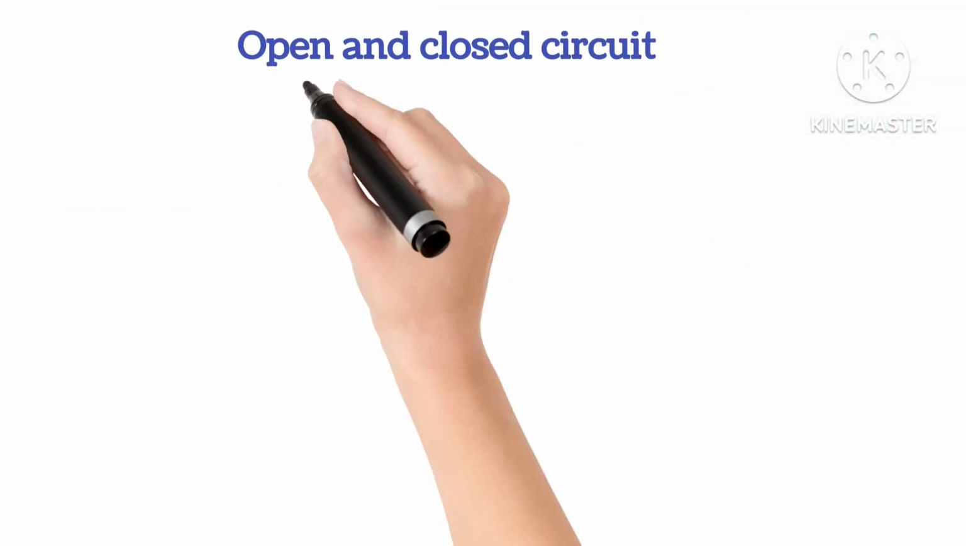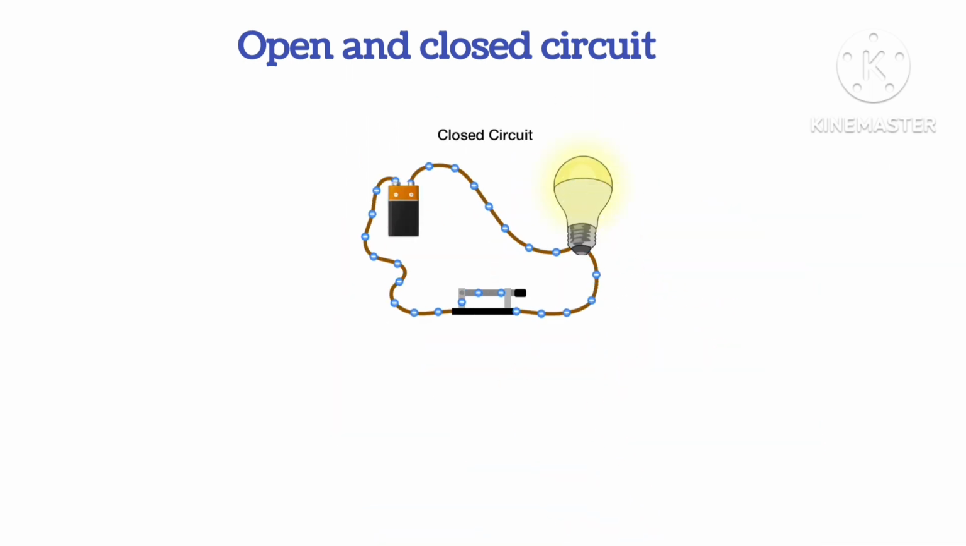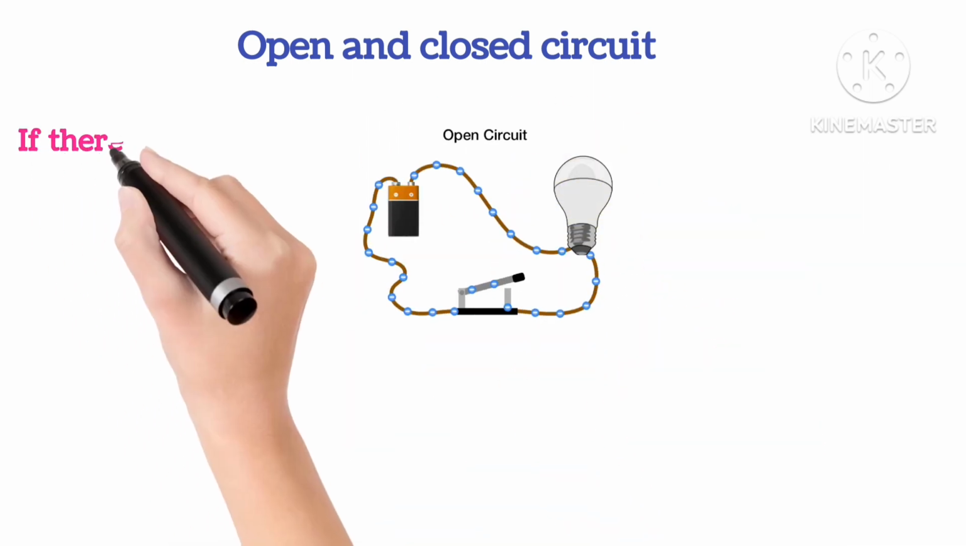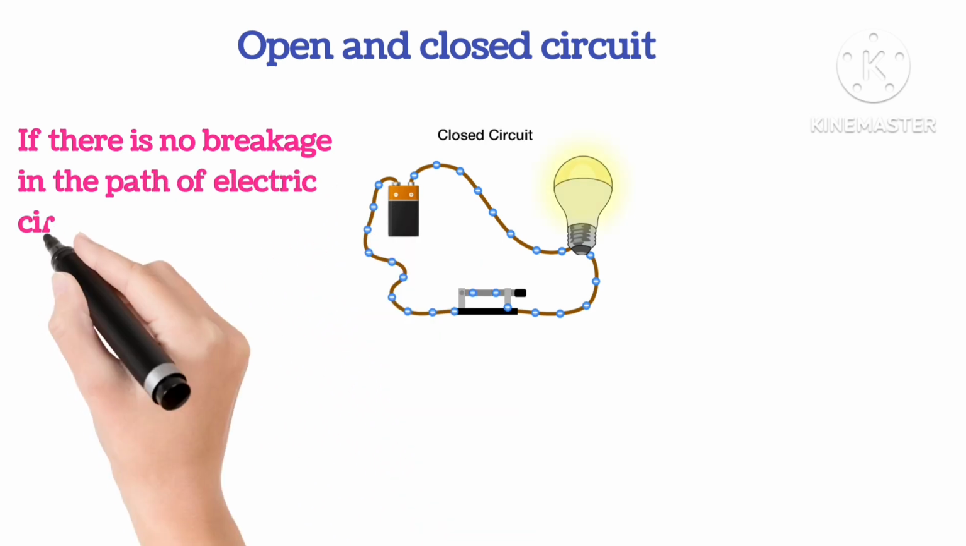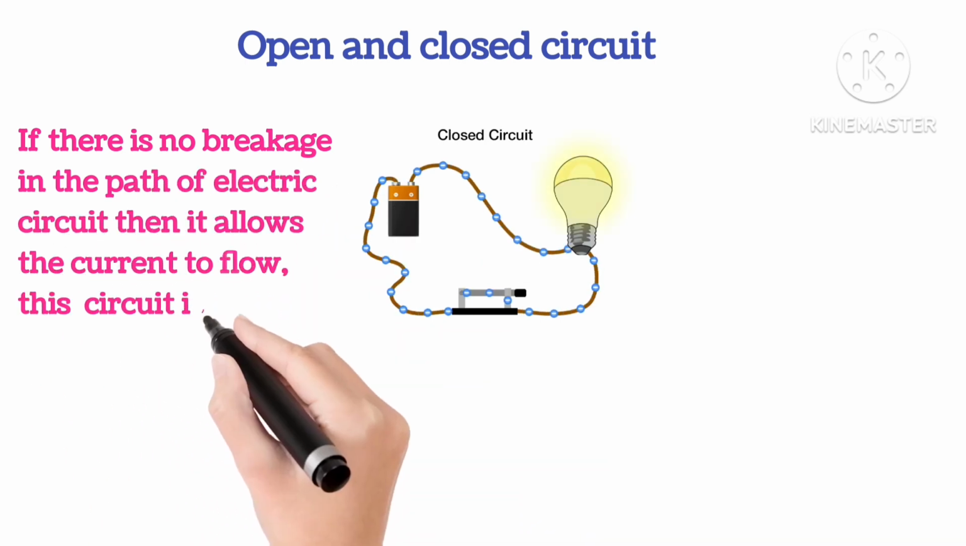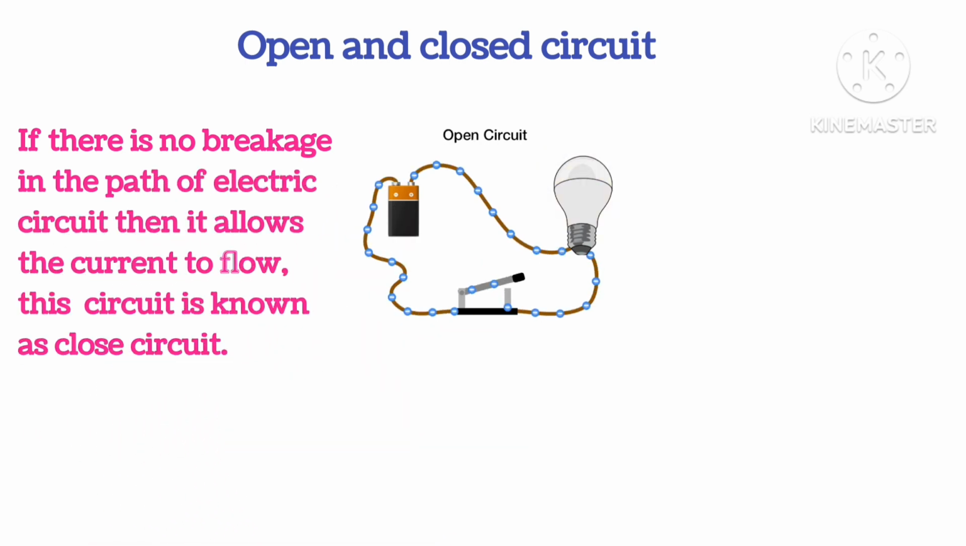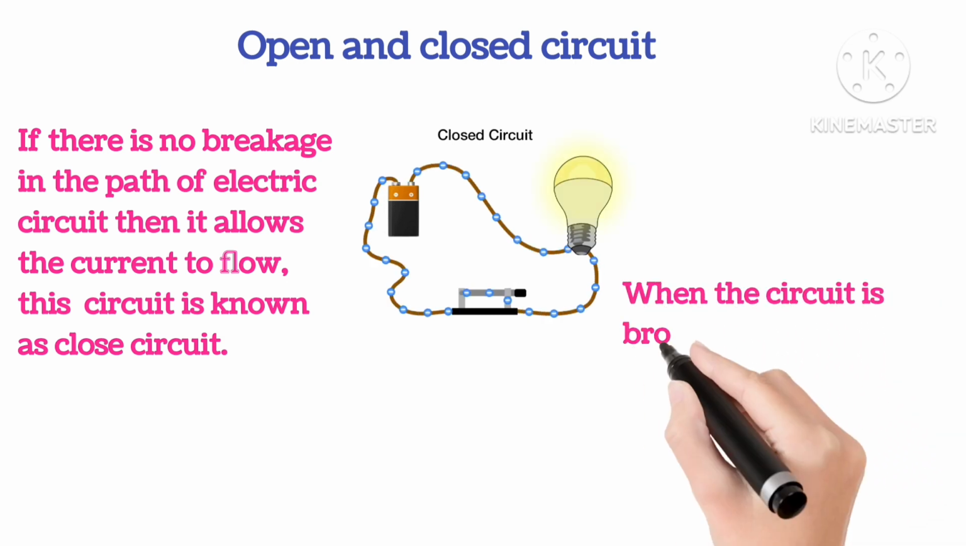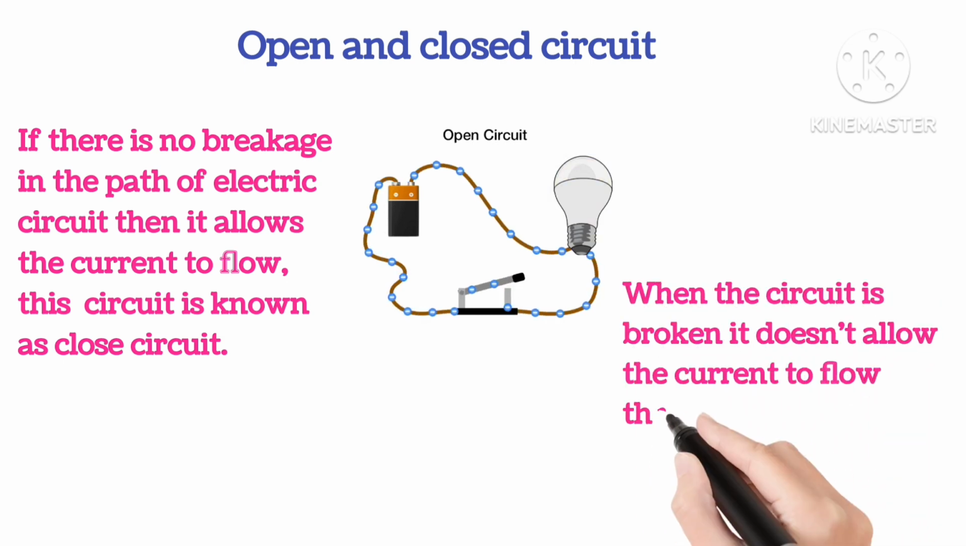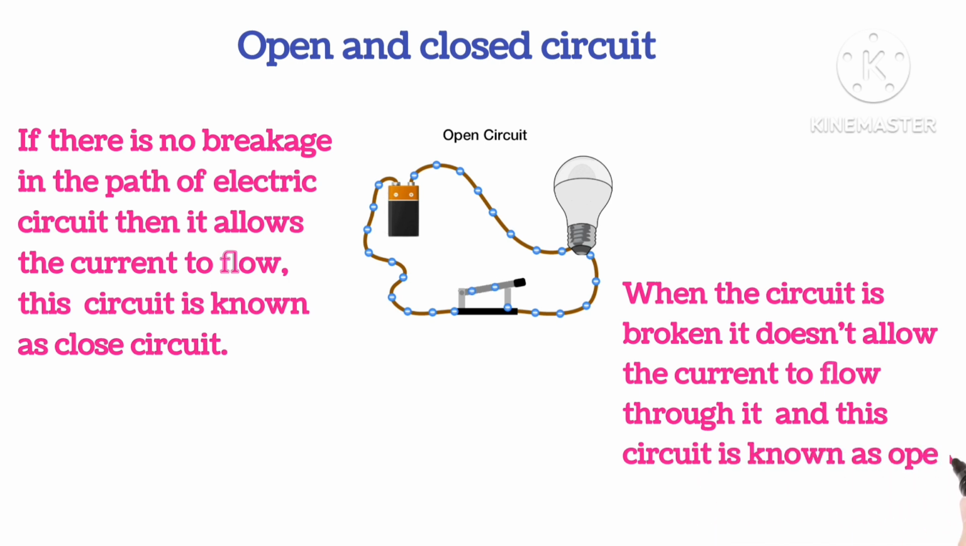Open and closed circuit. As shown in the picture, if there is no breakage in the path of the electric circuit, then it allows the current to flow. This circuit is the closed circuit. When the circuit is broken, it doesn't allow the current to flow through it, and this circuit is known as the open circuit.